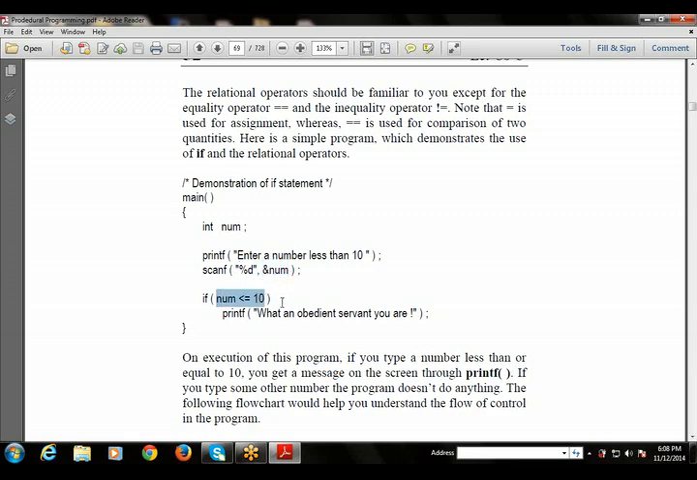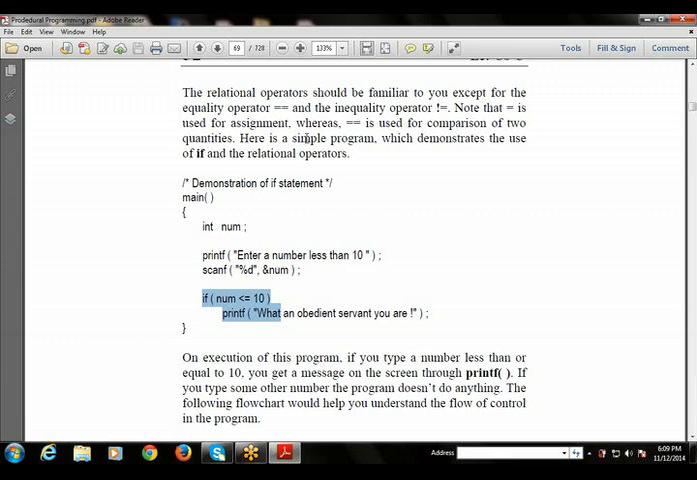Then if num is less than or equal to 10, check the condition. This is the main part: check whether the num variable, the value given by the user, is less than or equal to 10, that is either 0, 1, 2, 3, 4, 5, 6, 7, 8, 9 as well as 10. If it is less than or equal to 10, then printf prints a message. So this is the program that shows how the if condition is used.